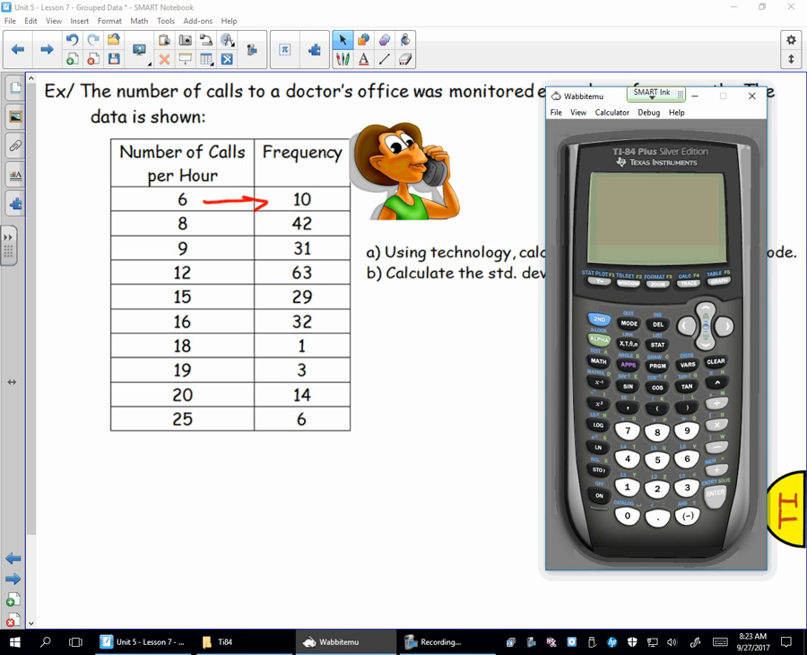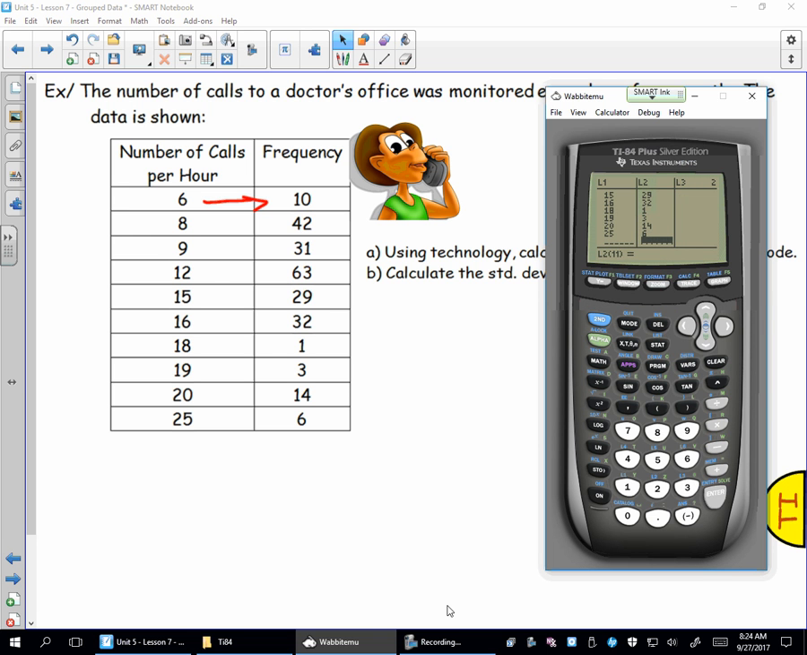Well, we've got to enter our data. So what do we have to enter? Well, we have 2 pieces of data this time. It's one variable, but it's a variable, the number of calls, repeated over and over again. So we're going to go to stat and edit like normal. And we're going to put in our data, 6 phone calls, 8 phone calls, 9 phone calls, 15, 16. But we're going to go over to L2 this time and add some more things in. There's multiples of each of these. There were 10 6s, 42 8s, 31 9s, 63 12s, and so on and so on.